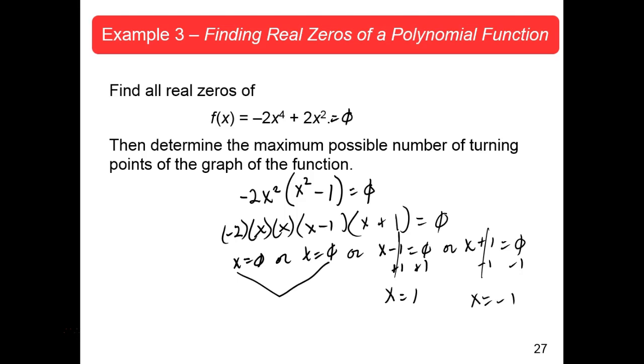Okay, so anyway, when you have a multiple zero, like we do here, they still count: 1, 2, 3, and 4. We still have it. It's just that that's only one. Okay, so you have three zeros. One of them's a multiple. Okay.